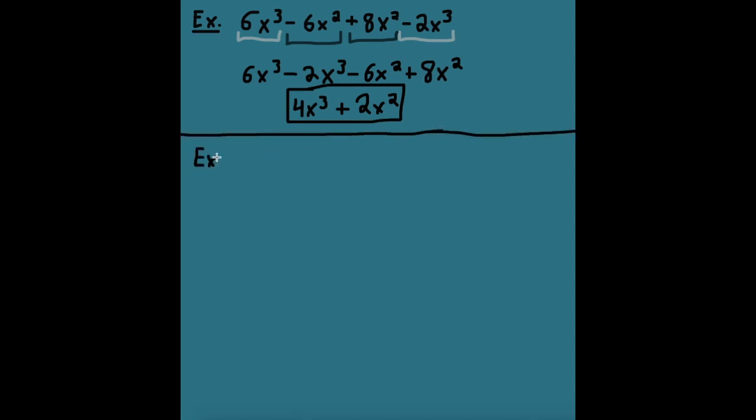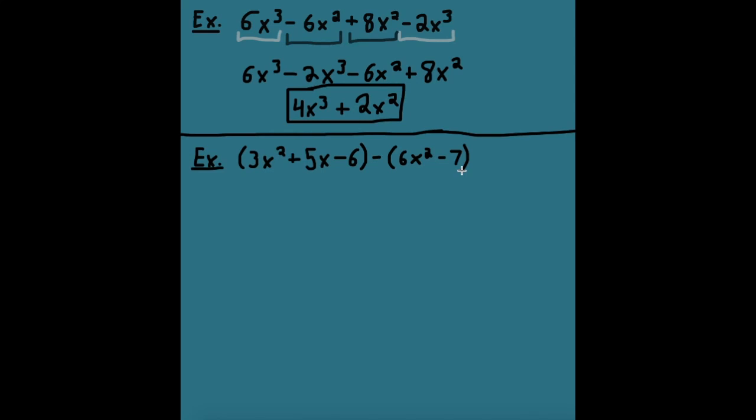Let's try another example. Let's say we have, in parentheses, 3x squared plus 5x minus 6, close parenthesis, minus, open parenthesis, 6x squared minus 7. How do we simplify this? Just like the previous problems we did, we have to combine like terms. But before that, something that will make this problem easier to solve is if we get rid of these parentheses.